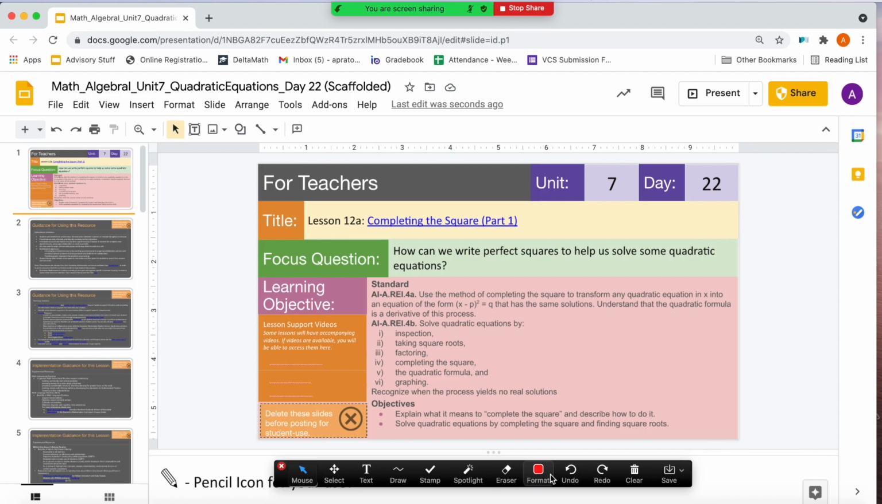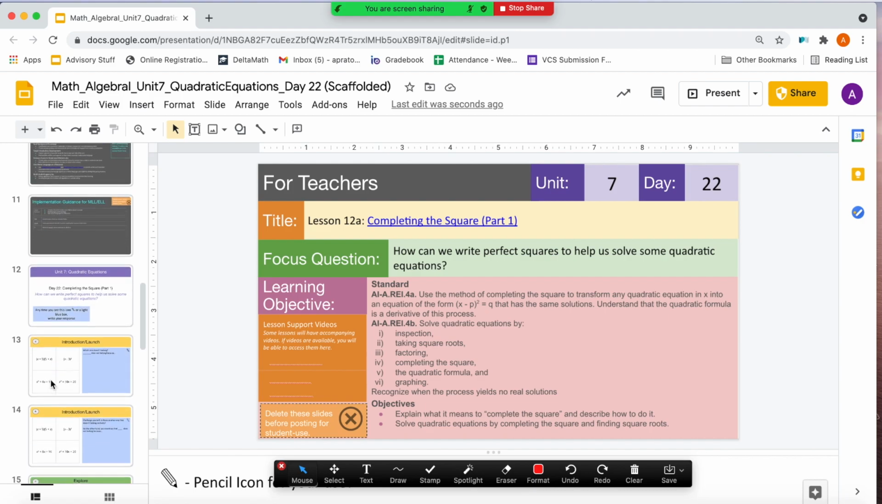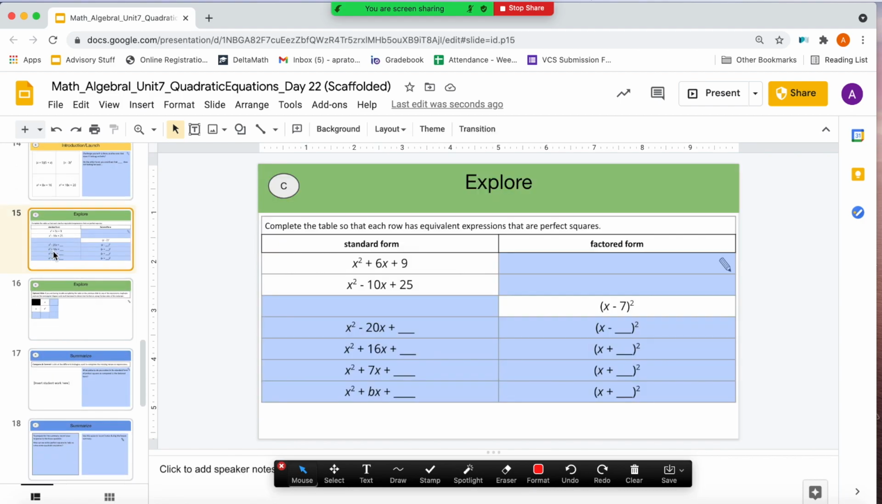By facilitating the synthesis in this type of conversation, students are going to have a chance to solidify their understanding of completing the square, which is going to support them in future lessons when they are continuing to complete the square. So I'm going to jump down to the Explorer.